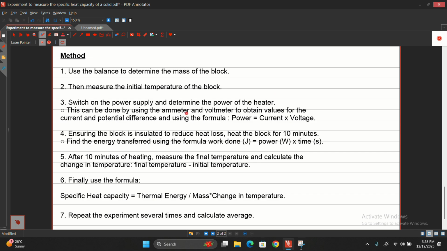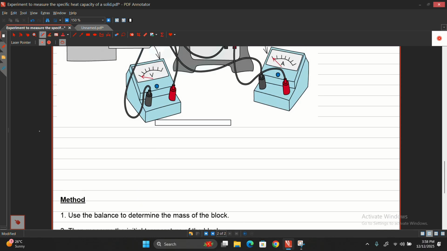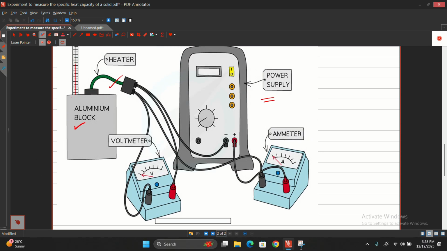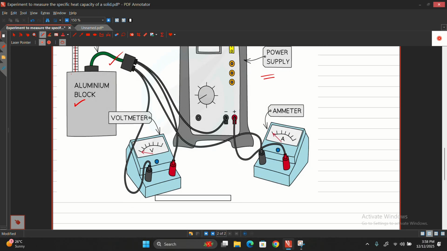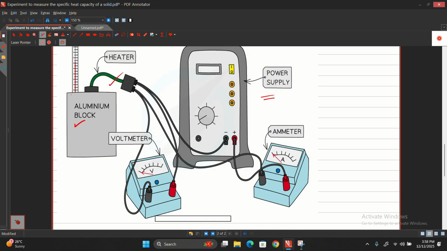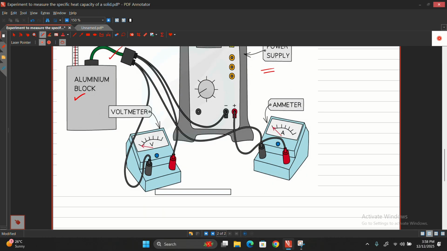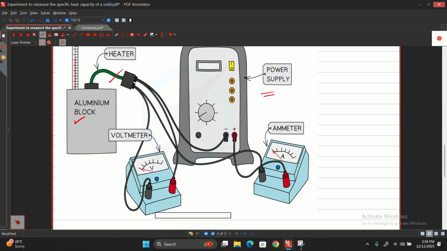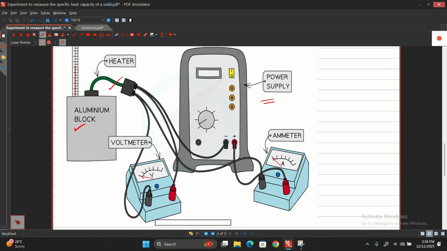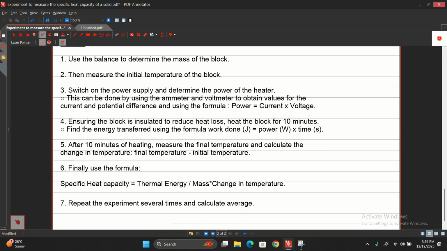This can be done by using the ammeter and voltmeter to obtain values for the current and potential difference, and using the formula power equals current times voltage. So we switch on the power supply, and once you do so, you will get readings from the ammeter and voltmeter. You record those readings and multiply those values together to get the power output. And at the same time, when you switch on the power supply, you will have to switch on the timer as well.